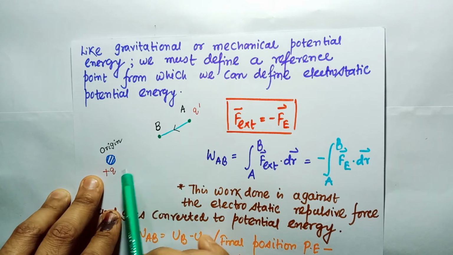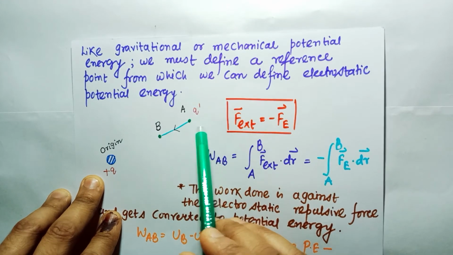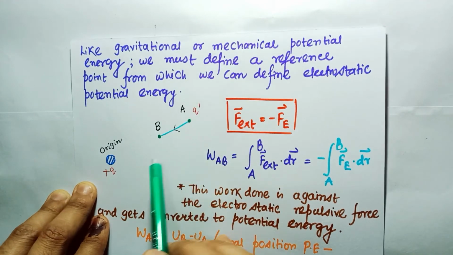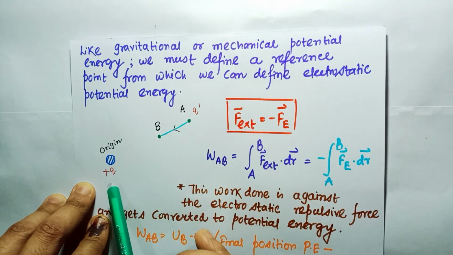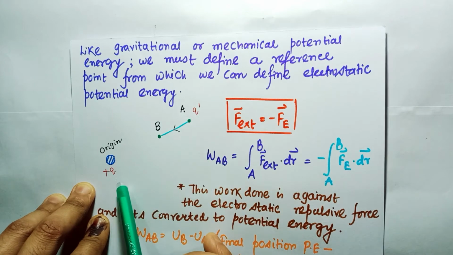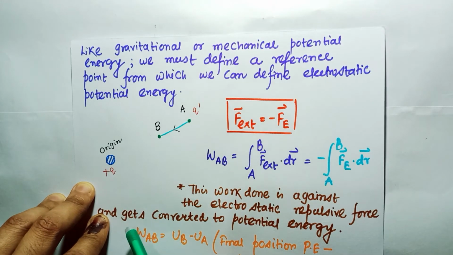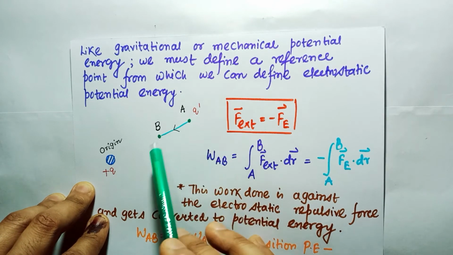I choose that q prime is very much less than q, such that while bringing q prime from A to B, it will not disturb the original position of q. Q prime does not hamper the original equilibrium position of plus q. The process was done very slowly, so I took the charge q prime from A to B very slowly.